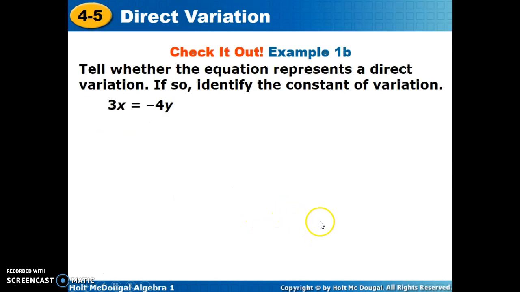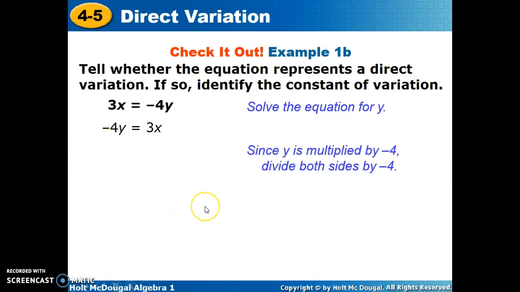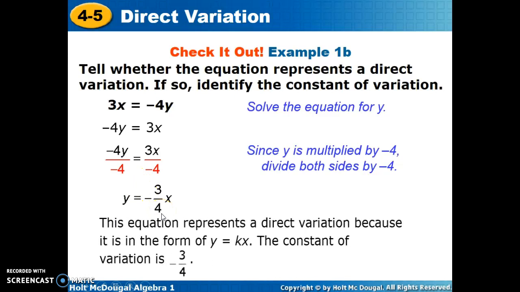Try Check It Out 1b. Come back and check your answer. So let's go ahead and solve this one for y as well. Dividing both sides by -4, we get our simplified version, y equals something times x, plus nothing. There's nothing on the end. It's in the form y equals kx, and our constant of variation is -3/4.